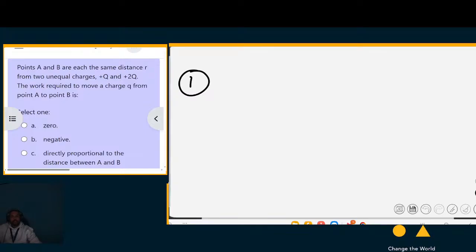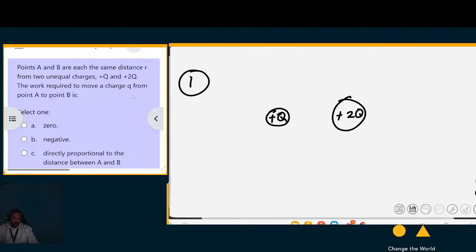So let's say question 1. The question deals with point charges, or the electric potential associated with these point charges. Points A and B are each the same distance r from two unequal charges. So let's say here is charge plus q. I'm just trying to draw what is happening here. This is charge plus q and this is charge plus 2q.